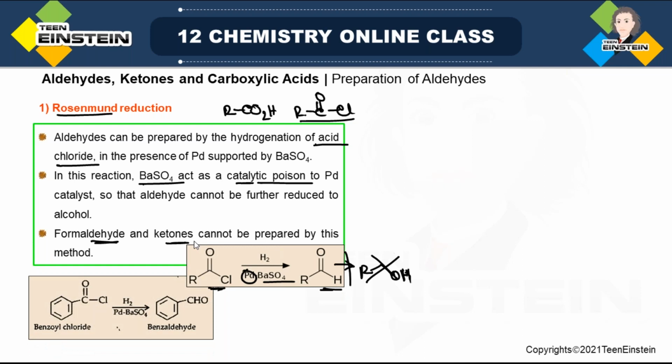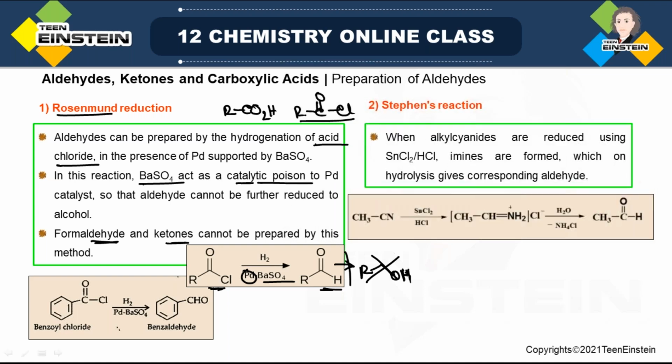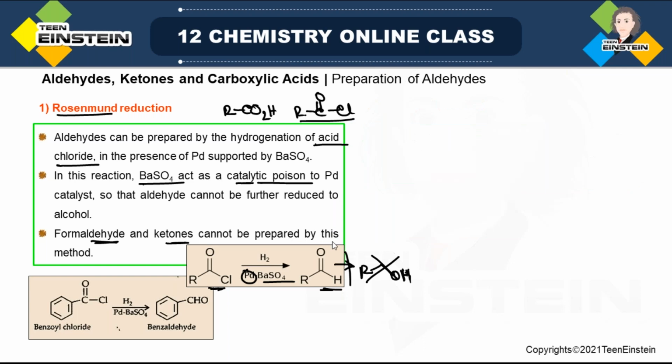Here the first example is a general example. So these are groups of RCOCl. Here it is a benzene ring, PhCOCl. So it is a derivative of benzoic acid, PhCOOH. Just remove the OH, place Cl. It will be benzoyl chloride. In the presence of H2/Pd-BaSO4, you are getting benzaldehyde.